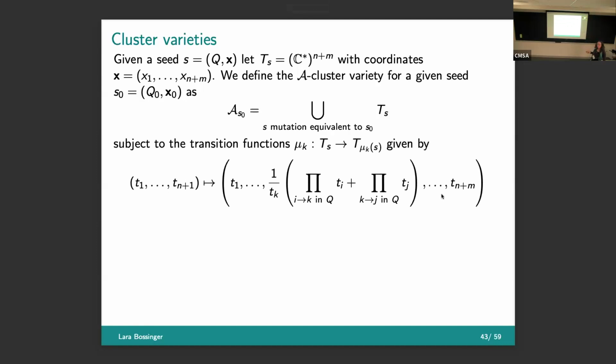So when I go from one torus T_S to the torus associated to the seed that I get by mutating in direction k, then this is what I do on the coordinate level. So the mutation describes the pullback of the birational map between the two tori. Okay. Any questions?